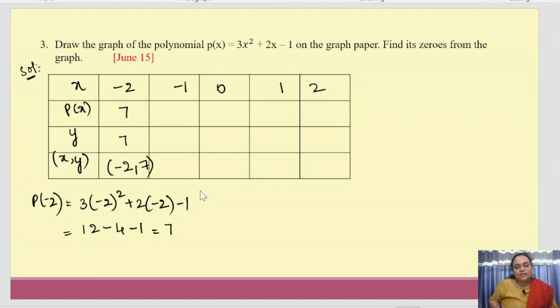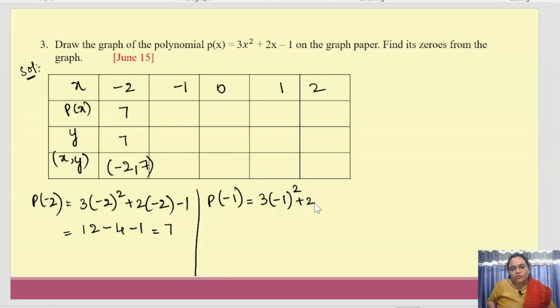And if you substitute x is equal to minus 1, you will get P of minus 1 is equal to 3 of minus 1 square plus 2 of minus 1 minus 1. You will get 3 minus 2 minus 1, which is 0. You will get P of x is 0. So the coordinates are minus 1 and 0.